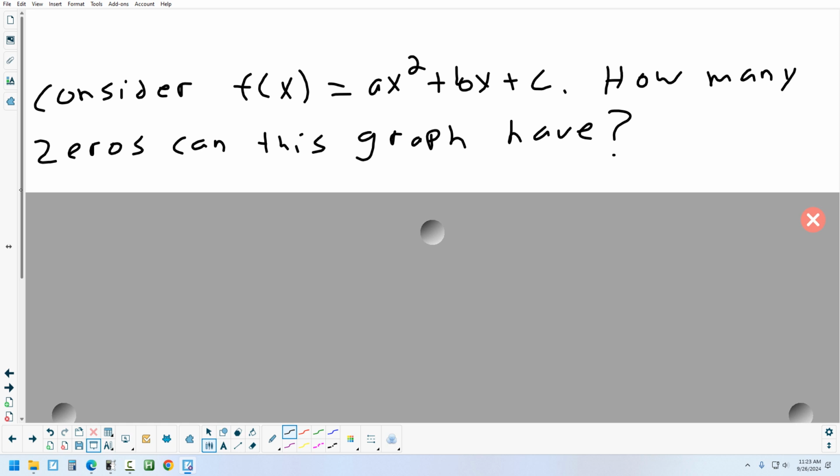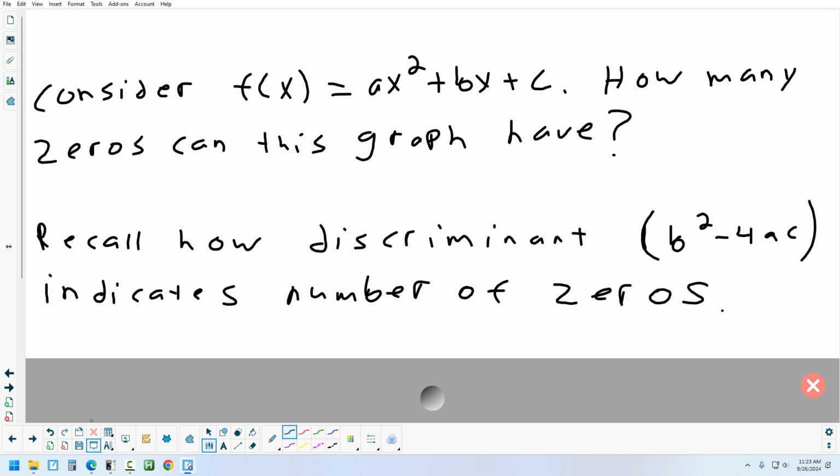Is it possible it just crosses once? Yep, if it just came down and just touched the axis and went back up. Is it possible it didn't cross at all? Yes. So we have a quick way to figure that out. We talked about that at the end of class yesterday. If you check what b squared minus 4ac is, it's not the whole quadratic formula, it's part of it.